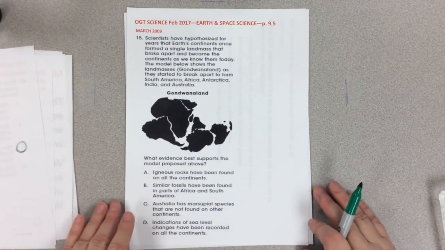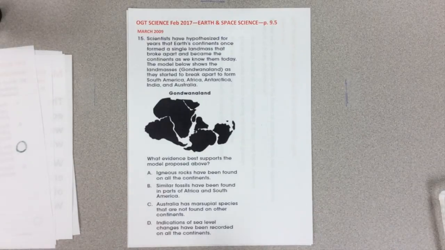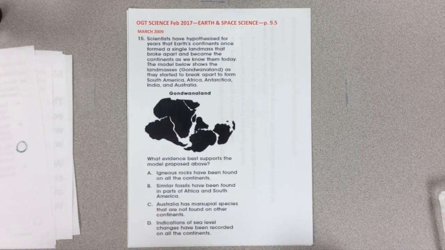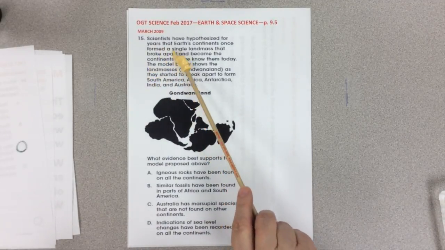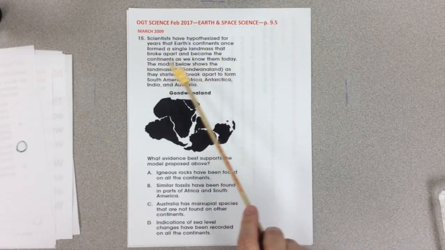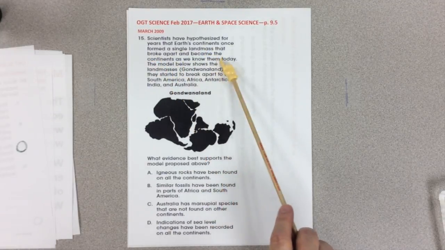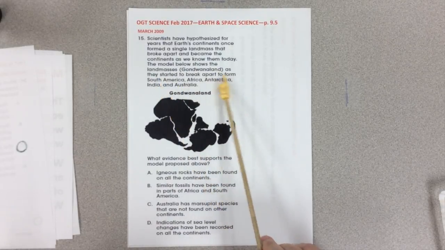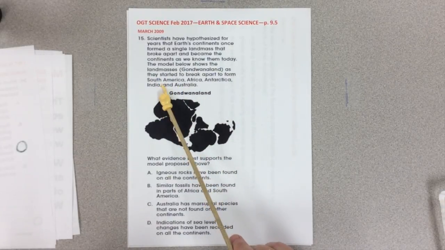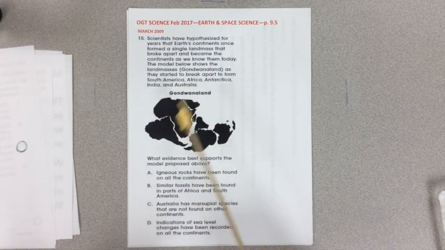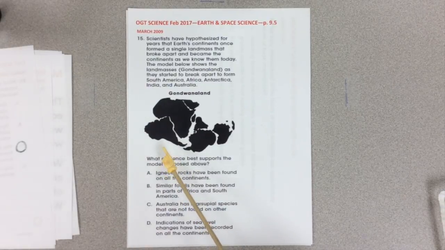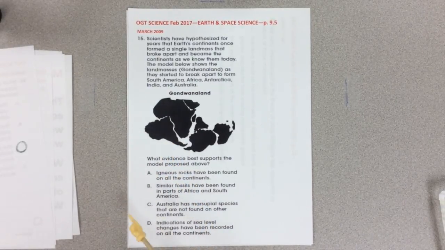And here's a picture of Gondwanaland. I mean, we've also heard it called Pangaea. But anyway, it says scientists have hypothesized for years that Earth's continents once formed a single landmass that broke apart and became the continents as we know them today. The model shows the land masses as they started to break apart to form South America, Africa, Antarctica, India, and Australia. Remember those two where they mentioned the same rock layers were found on those as they are separated.